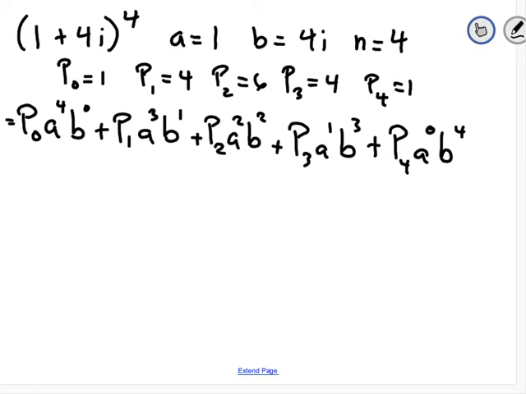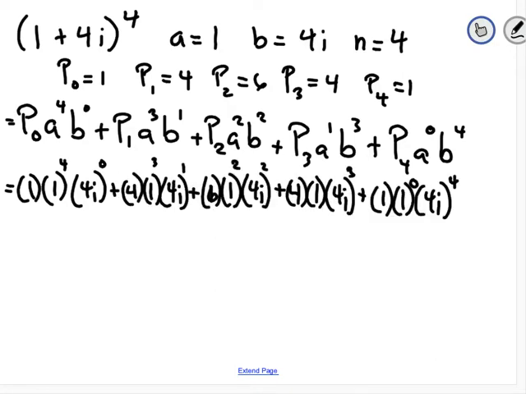Now we can start substituting in what those numbers are, right? So P0 in this instance will be 1. A is 1, so that's 1 to the fourth power. And then you have 4i to the 0. Again, anything raised to the 0 power would be equal to 1. So here's what we have. We have 1 times 1 to the fourth power times 4i to the 0. And as you can see, our P summations are in the order that we said they were, right?